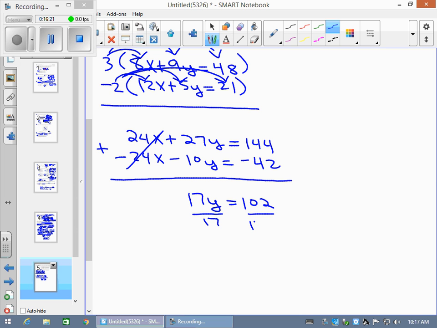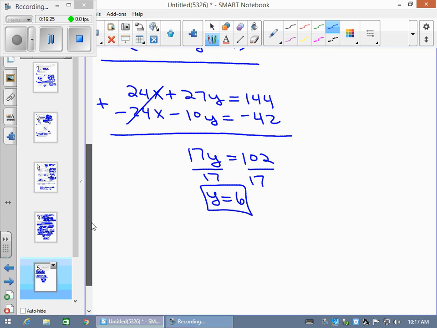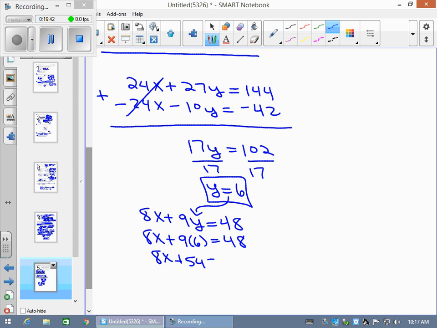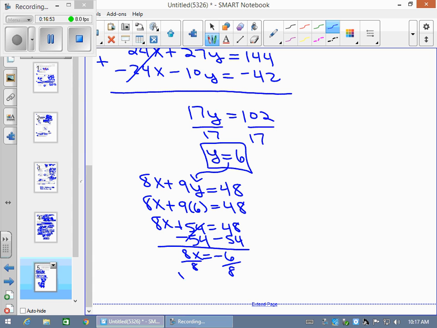To find the x value, take either original equation. I'm going to take the top, and substitute in the y value that you got. So 8x plus 9 times 6 equals 48. 8x plus 54 equals 48. To solve for x, 8x equals -6, divide by 8. So x equals -6 over 8, which is -3/4. So there's my first step.